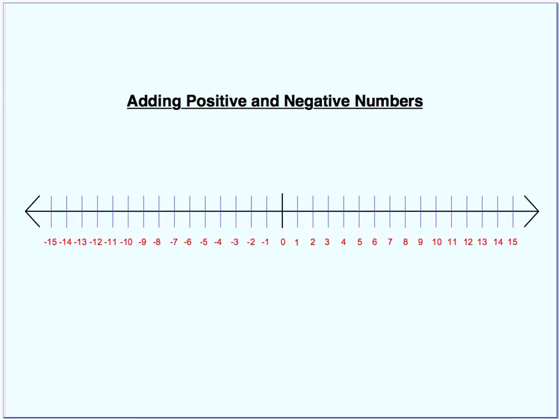Gentlemen, this is a review of adding positive and negative numbers. In front of you, we have a number line. It's just a line with a whole bunch of numbers that are put into sequence in order. As you can tell, 0 is directly in the middle. And if we have positive integers, we move in order to the right. And if we have negative integers, we move in order to the left.